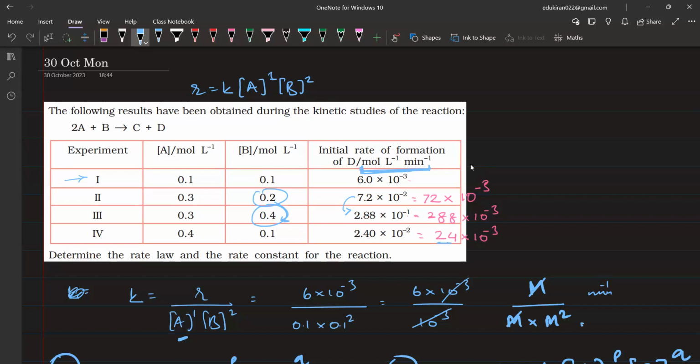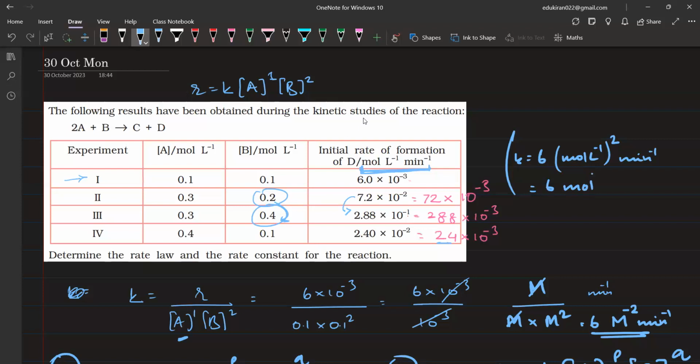Now the unit you will have here, since the value is 6, will be molar to the power minus 2 minute inverse. And when we write the whole thing, K is equal to 6. What is molar? It is moles per liter, to the power 2, minute inverse. We can write this as 6 mole square liter, no, minus 2, my bad, minus 2. So mole to the power minus 2 liter square minute inverse. This will be the value of K with the units.